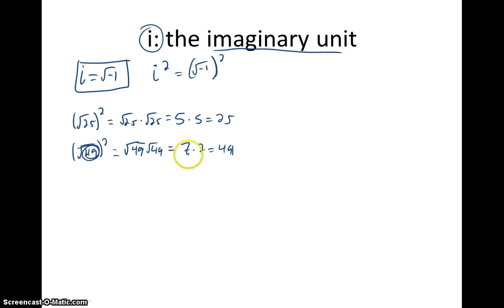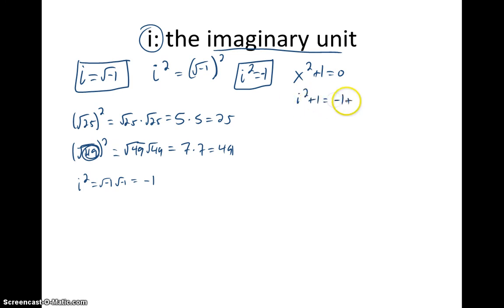So if we look at i squared, that's just the square root of negative 1 times the square root of negative 1, which is going to give us, once again, just whatever is underneath the radical. That's just going to be negative 1. So this idea that i squared is equal to negative 1 would actually solve our equation, x squared plus 1 equals 0, because i squared plus 1 would be negative 1 plus 1, which is 0.